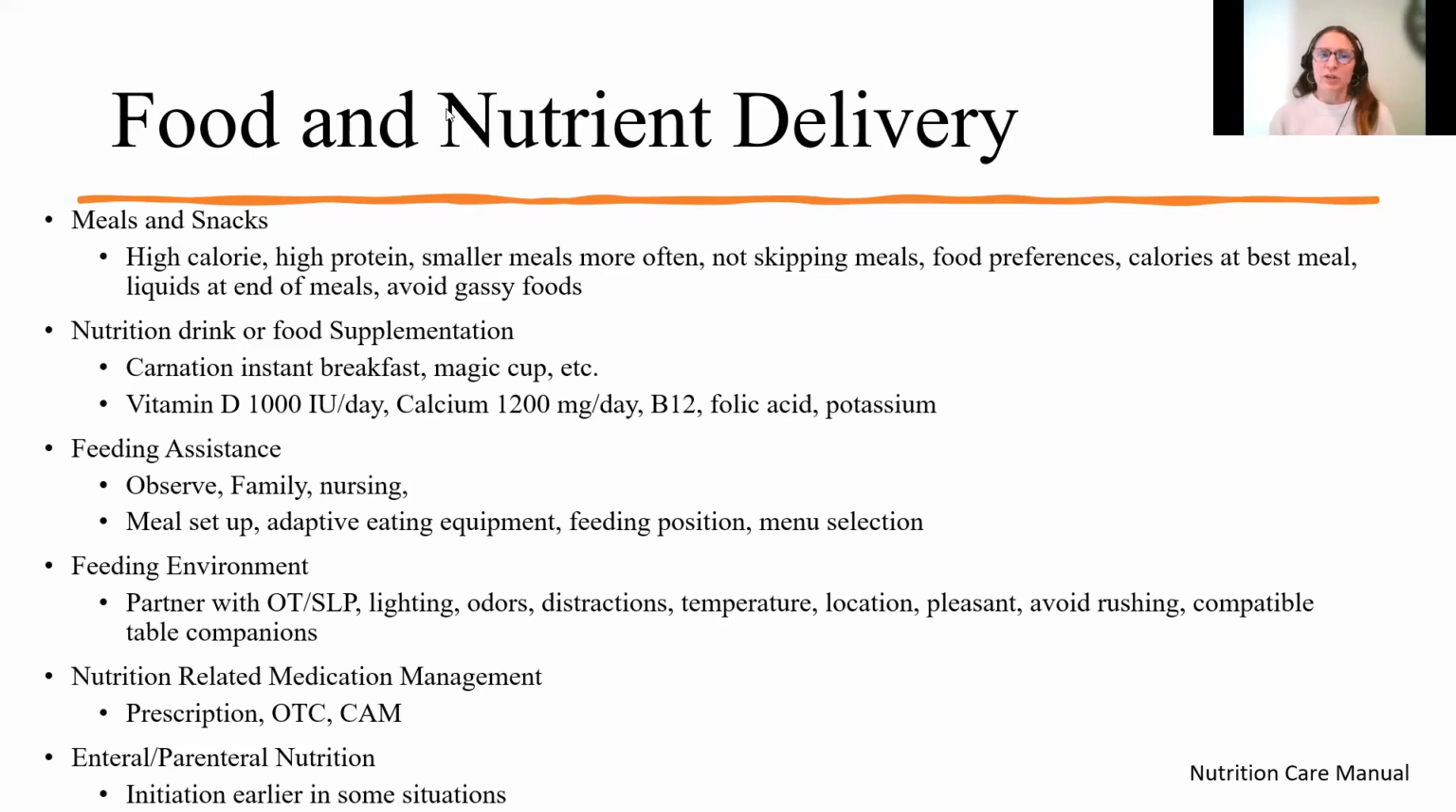If food isn't going to be an option... I also wrote having liquids at the end of the meal so a patient doesn't fill up on those, and then avoiding gassy foods so that gas doesn't fill them up either.